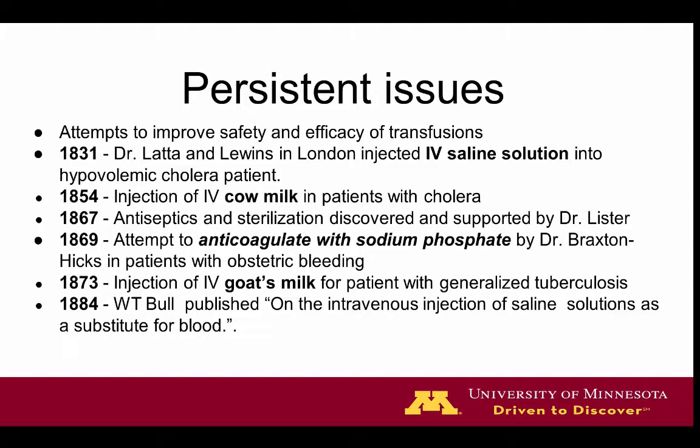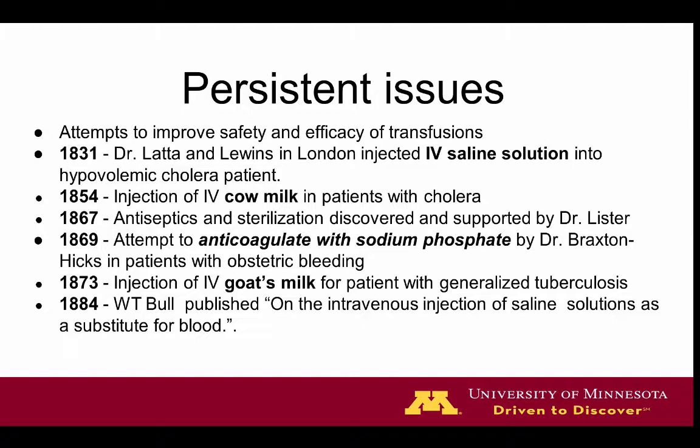Between 1854 and 73, they used different things. They tried to inject IV cow milk. They tried to inject IV goat milk. The more interesting developments were antiseptics and sterilization. That was discovered by Dr. Lister in 1867, which helped make these transfusion procedures less risky, as there would be potentially a lower risk of infection.